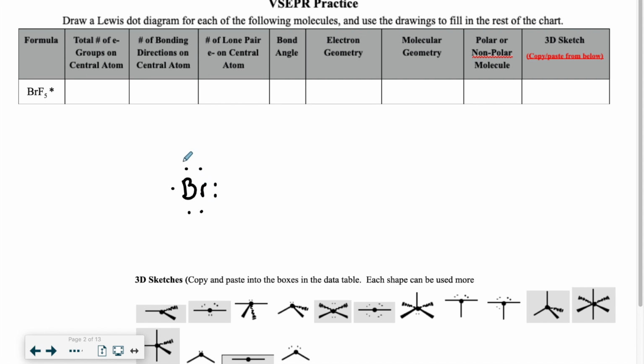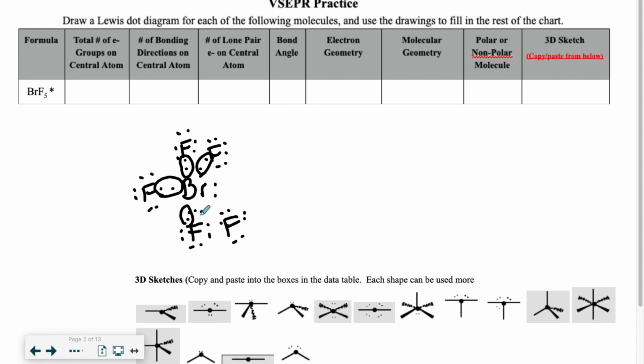I have 5 fluorines that are trying to attach to this. So I'm going to take a fluorine, and link it. Take another one on this side. So that's 2. 3. 4. And 5. Now I know it looks really cramped here on the screen, but remember this is going to space out within 3 dimensions.